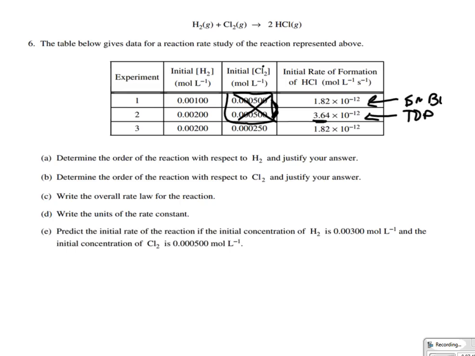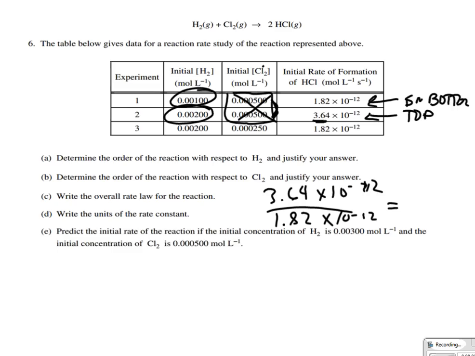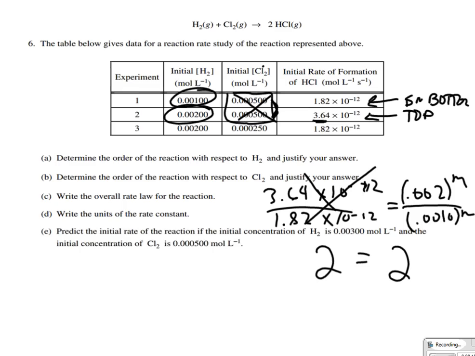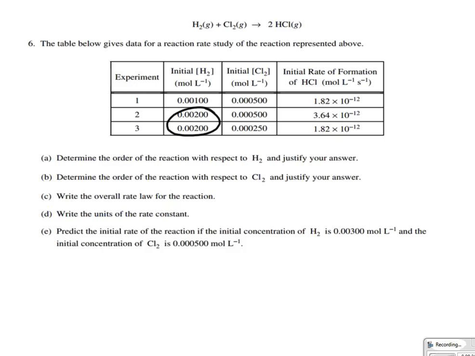So then I would stack it like this. I would go 3.64 times 10 to the negative 12 over 1.82 times 10 to the negative 12 equals, and then I take the two values. I don't know what the exponent is, so I'm going to go 0.002 to the m over 0.0010 to the m. This simplifies to 2. Therefore, my order with respect to m would be first order. So I would say H2, I just figured out as first order, I would set it up like that. I would do the same thing and solve for Cl2, because in this case, if you look, they actually held H2 constant. Even if they didn't, I could plug it in and do the math.